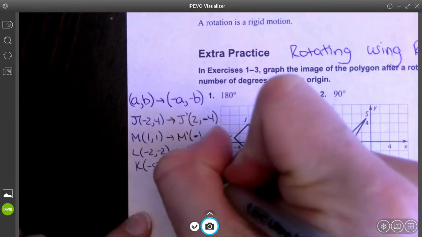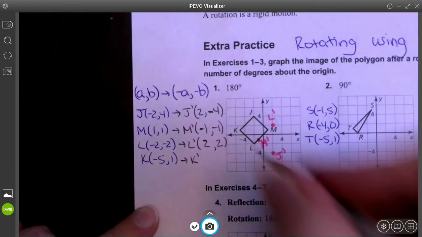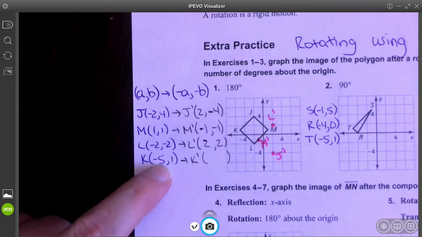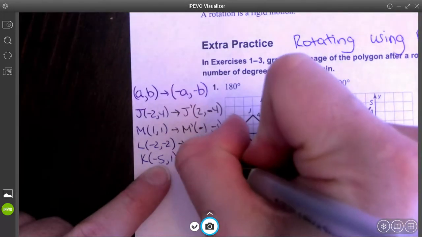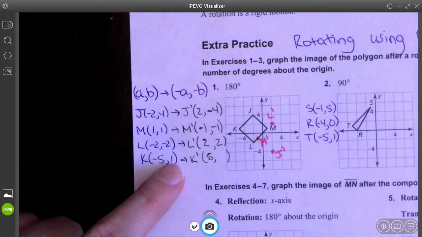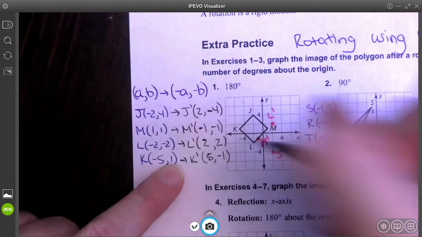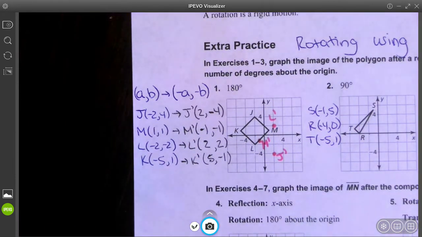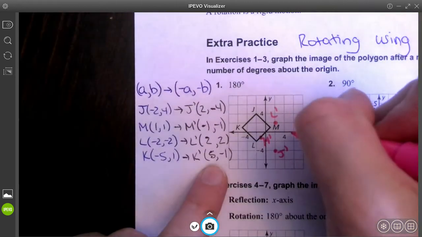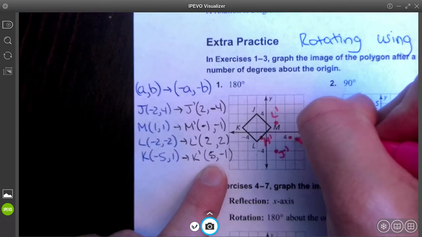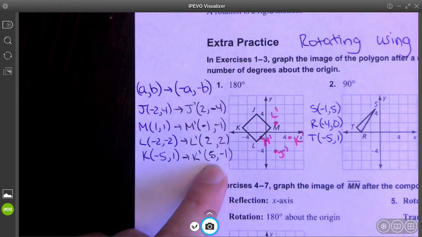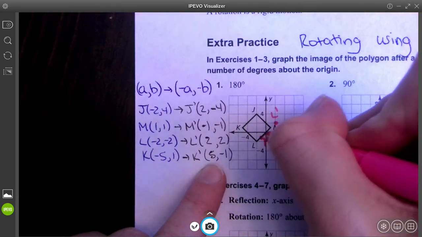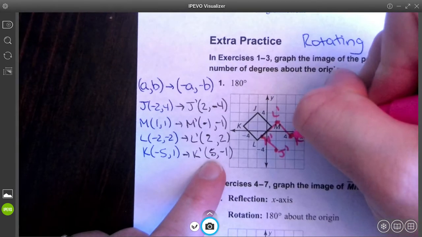K, I'm going to apply the rule to get K prime. The opposite of -5 is +5. And the opposite of +1 is -1. So K prime is located at +5, -1. I got all my points with their labels. I'm now ready to just go ahead and connect them.